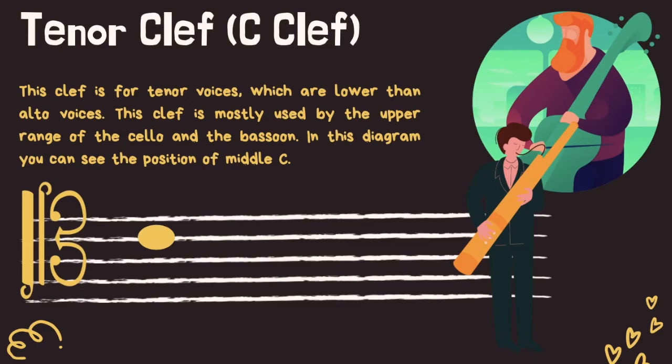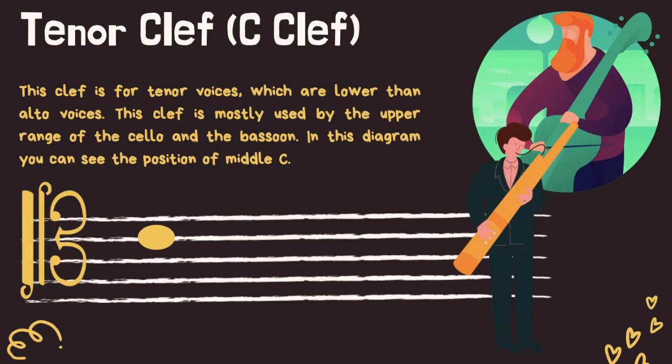This clef is mostly used by the upper range of the cello, as we see there, and the bassoon. So the bassoon is a woodwind instrument, and it's quite low in register. So for its upper notes, they will sometimes read the tenor clef. In this diagram, you can see the position of middle C.